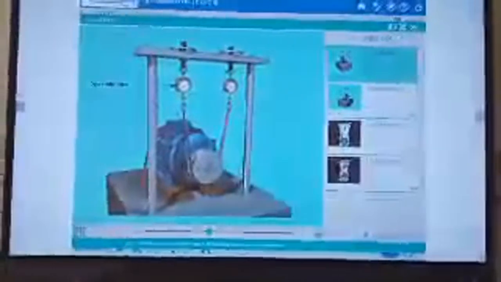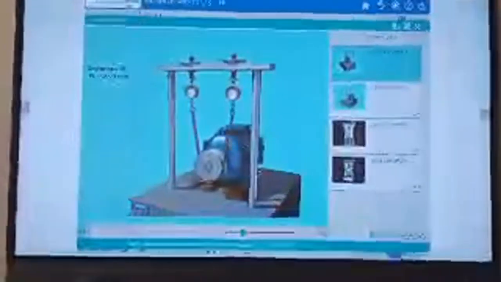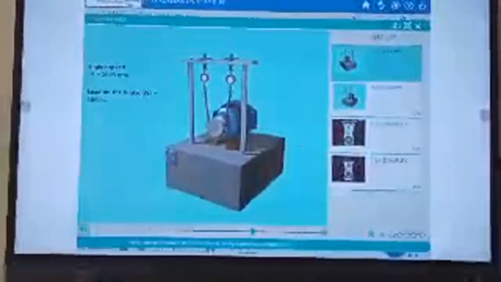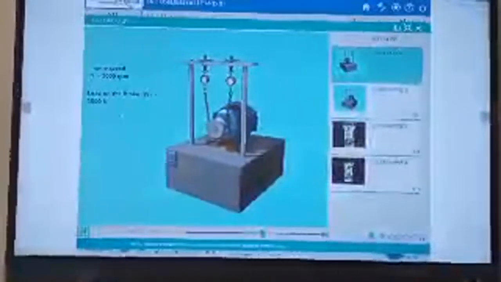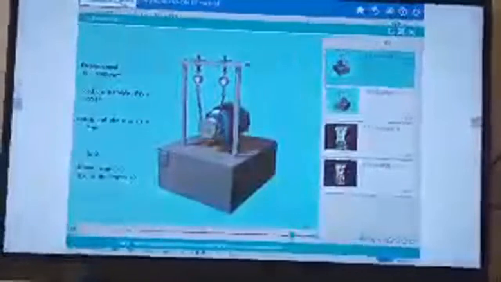Example 1. In this example, we find the brake torque and brake power of the engine. Let us see the 3D model of rope brake dynamometer, speedometer. Engine speed is 1000 rpm. Load on the brake is 1000 Newton. Length of the arm is 750 millimeter. Based on the given data, calculate the brake torque and brake power of the engine.